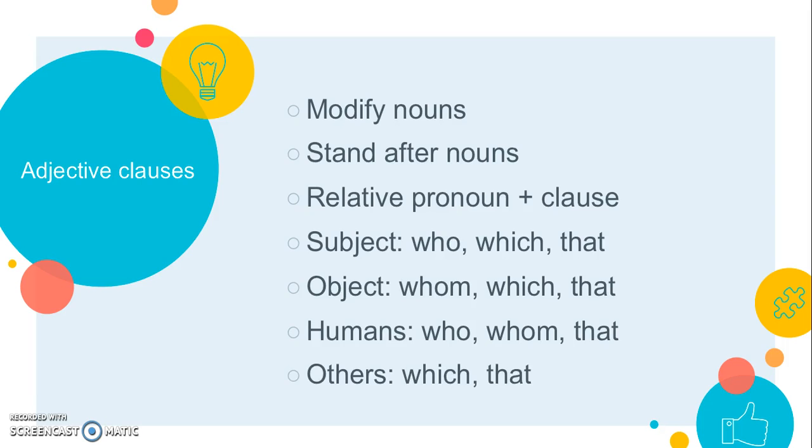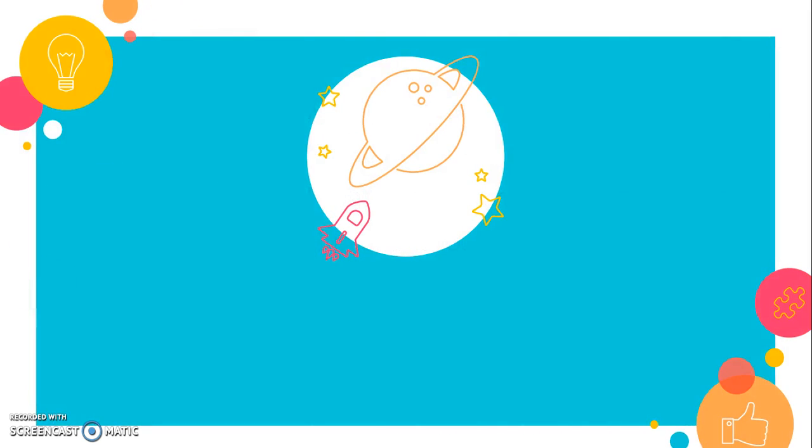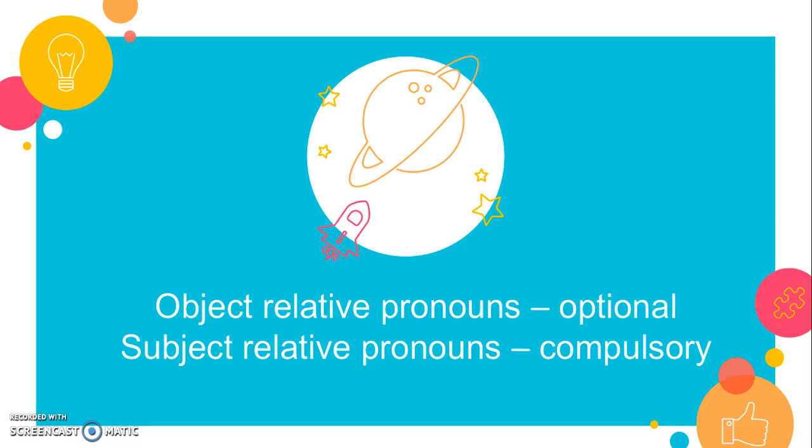You can see that everywhere, which means that can be used to replace almost everything. However, think about the note with that. I will ask you that later. When you see this, you should commit them into your memory because they are very important and memorable. Very short. Object relative pronouns are optional, and subject relative pronouns are compulsory.